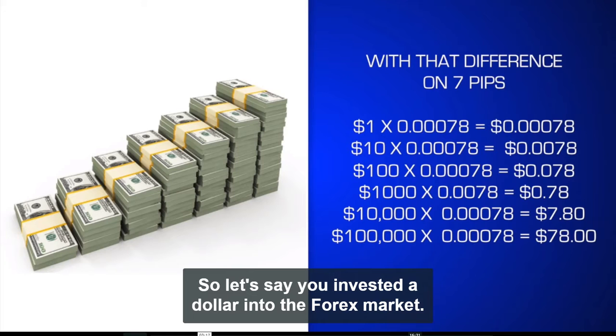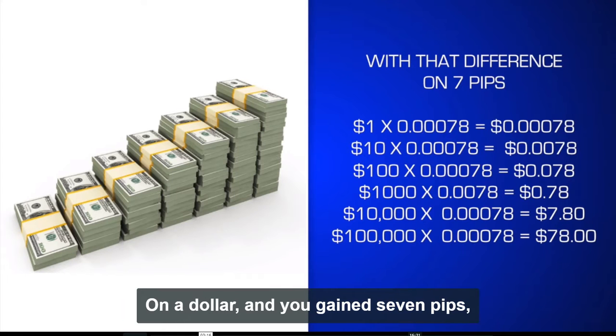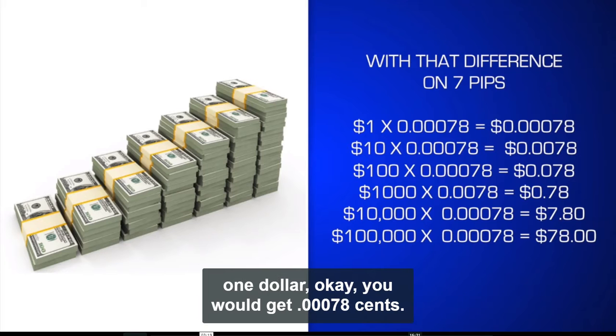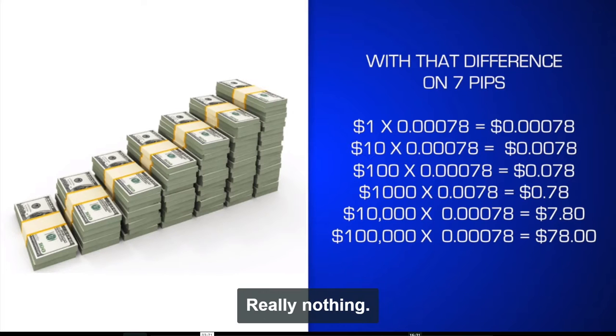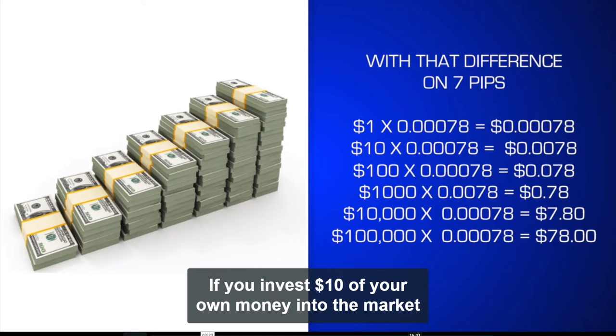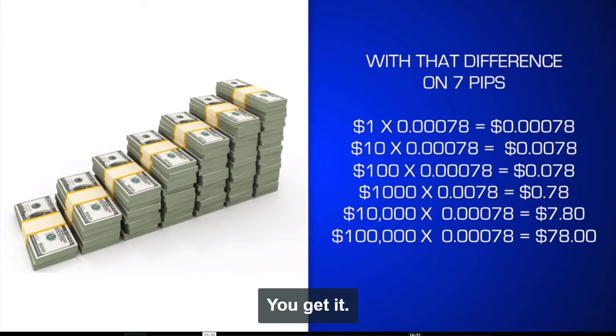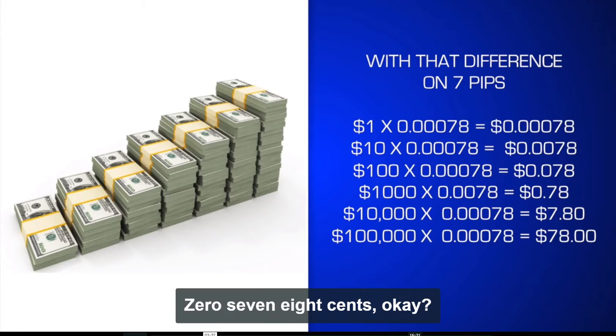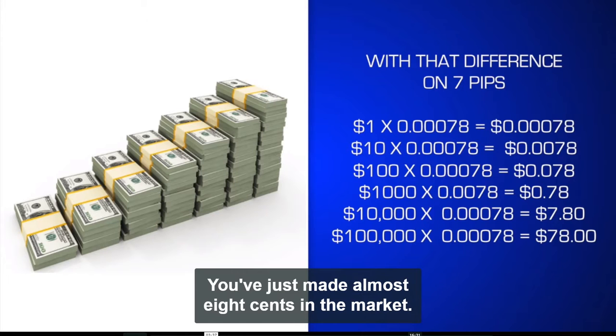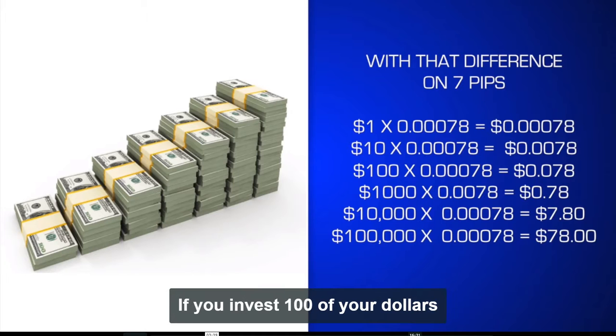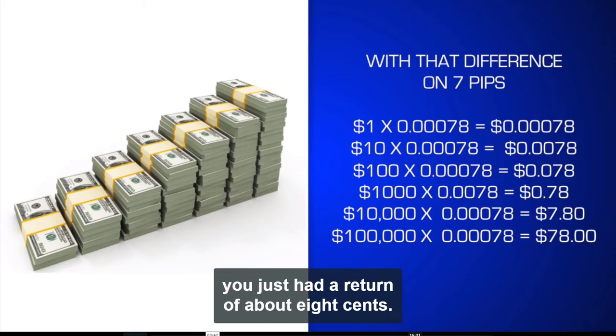Let's say you invested $1 into the Forex market. On $1 you gained 7 pips, okay? You would get 0.00078 cents. Really nothing. If you invest $10 of your own money into the market, you get 0.78 cents, okay? And then what if you come with $100? All right, finally you're in the race. You've just made almost 8 cents in the market. If you invest 100 of your dollars, you just had a return of about 8 cents.